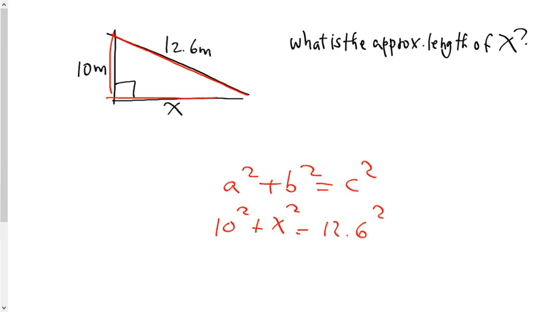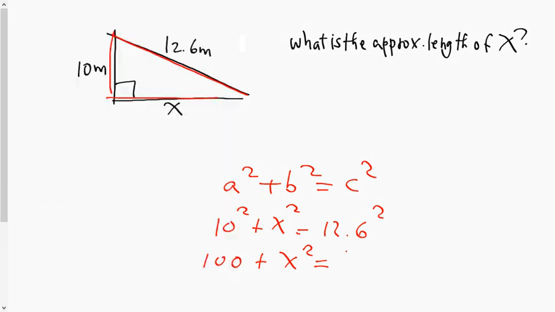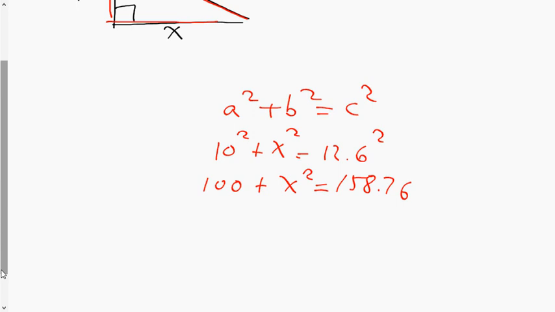When we simplify this with BEDMAS, we're going to simplify our exponents. 12.6 squared, grab out the calculator, equals 158.76. Once you have that written, we now have a good algebra sense here where we subtract 100 from both sides. You get x squared equals 58.76.